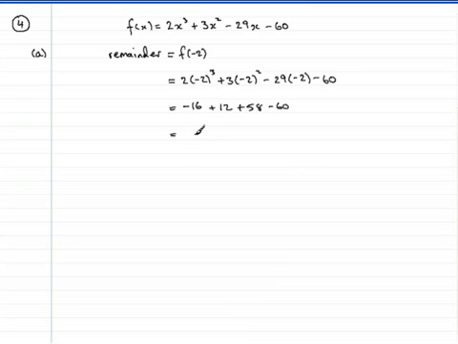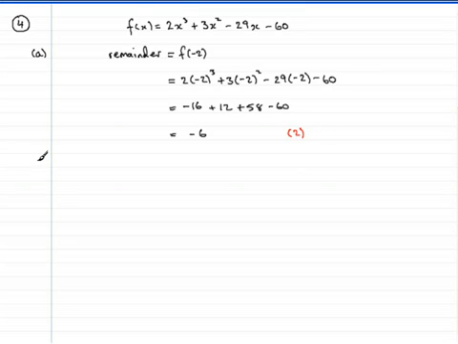And working that out comes to minus 6. So our remainder when f of x is divided by x plus 2 is minus 6. So I hope you got that right, and if you did, that's going to get you 2 marks.